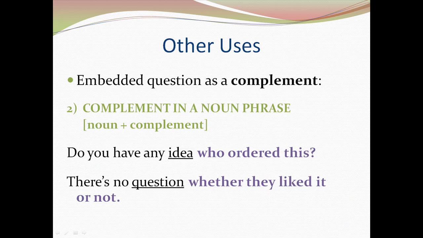An embedded question can also be a complement in a noun phrase, and then it immediately follows the noun that it explains or defines. First example, do you have any idea who ordered this? Who ordered this is the embedded question. It's a complement and it explains idea. Second example, there's no question whether they liked it or not. Whether they liked it or not is the embedded question, and it's a complement to the word question. It defines or explains it.